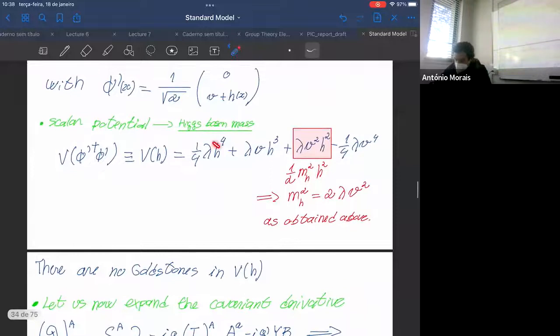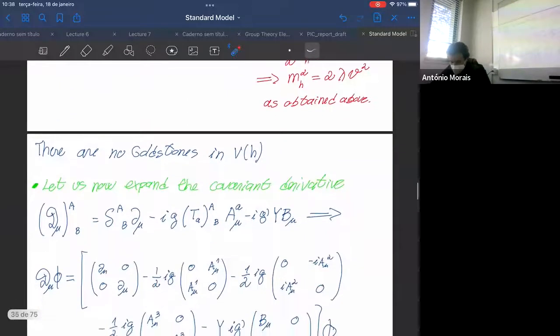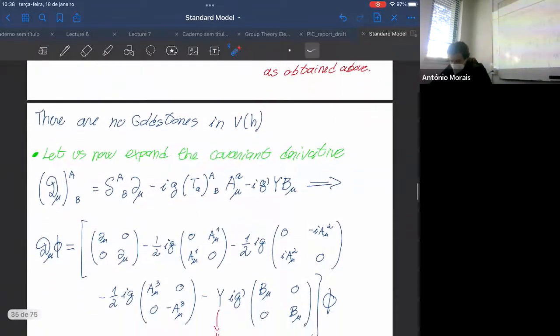Of course, here you can draw these interactions with the Feynman diagrams, but let's skip that for now. Okay.